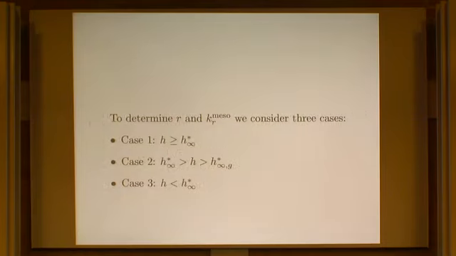So it turns out that it will be useful to consider 3 different cases. Case 1 will be that h is greater than or equal to h star infinity, that's the smallest mesh size in the local case. The second case is that it's smaller than that, but greater than the minimum mesh size in the generalized case. And then the third case is that h is smaller than h star infinity G.